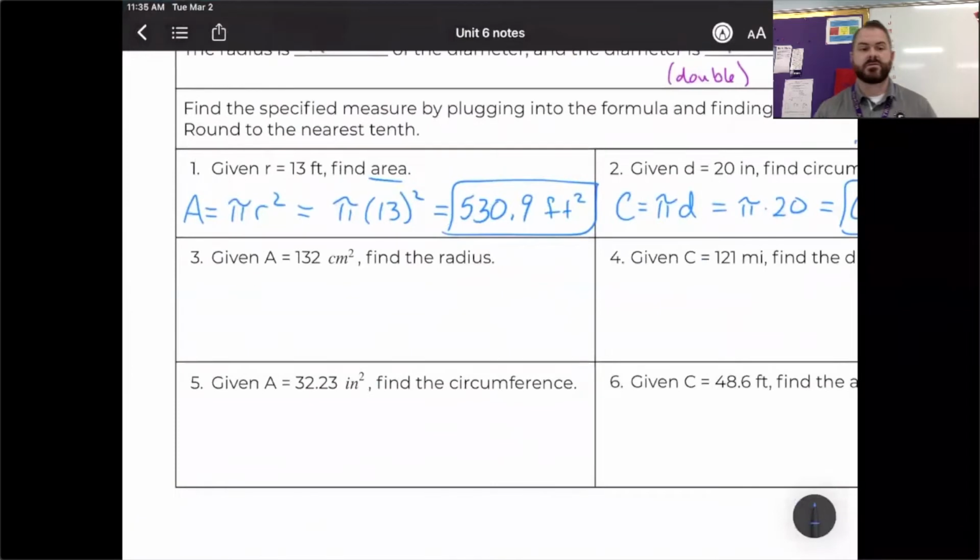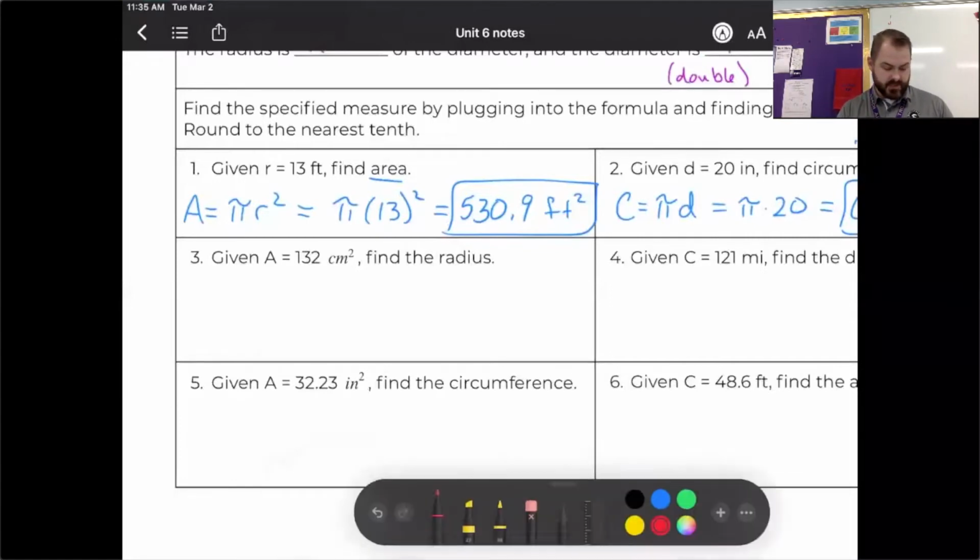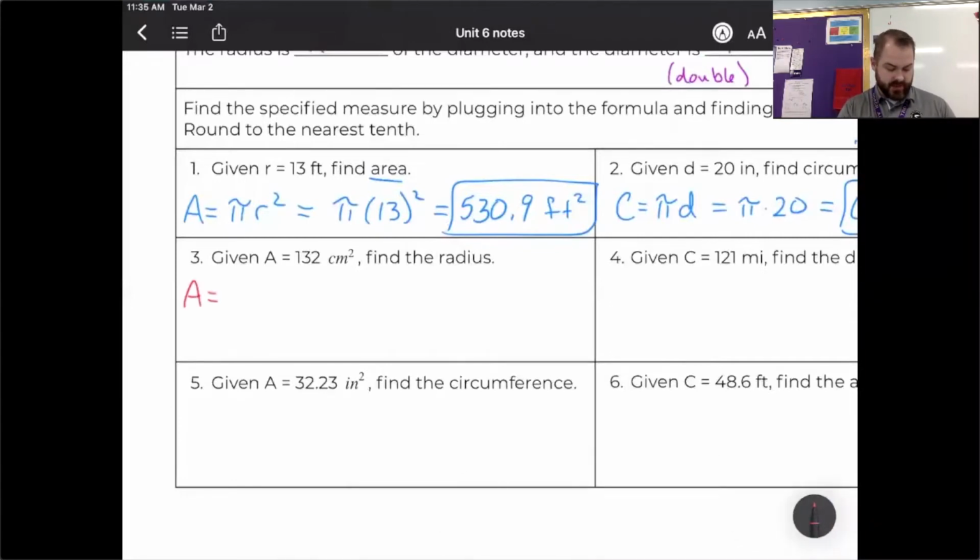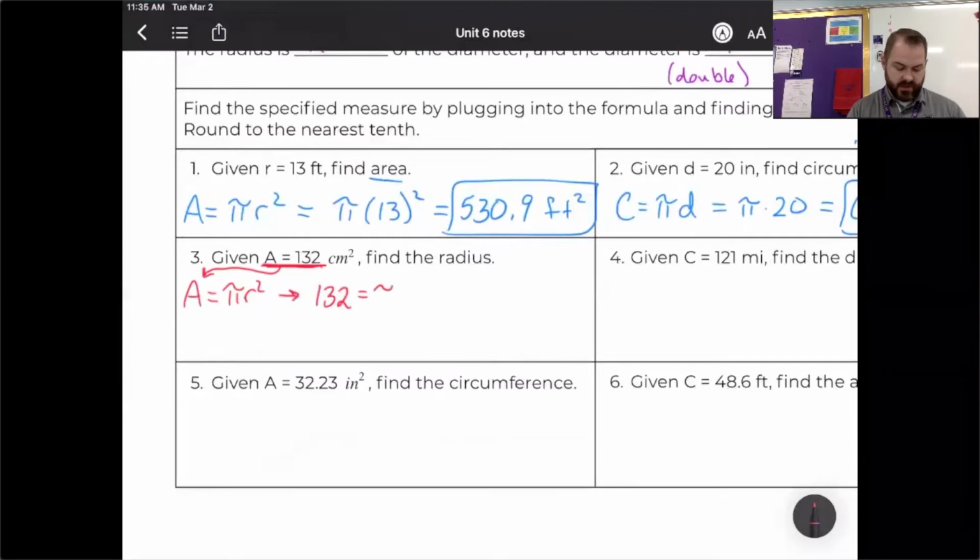All right. So number 3, this time I give you an area and I ask you to find the radius. Well, all we have to do is take that same formula, area equals pi r squared, but this time we're going to plug in for A and work backwards and solve for r. So we start with our formula and then we replace A with 132 because that's the given area, 132 equals pi r squared, and we want to get r by itself.